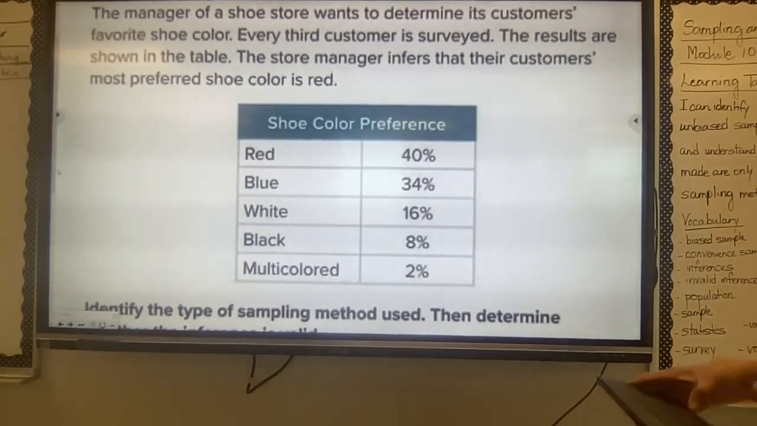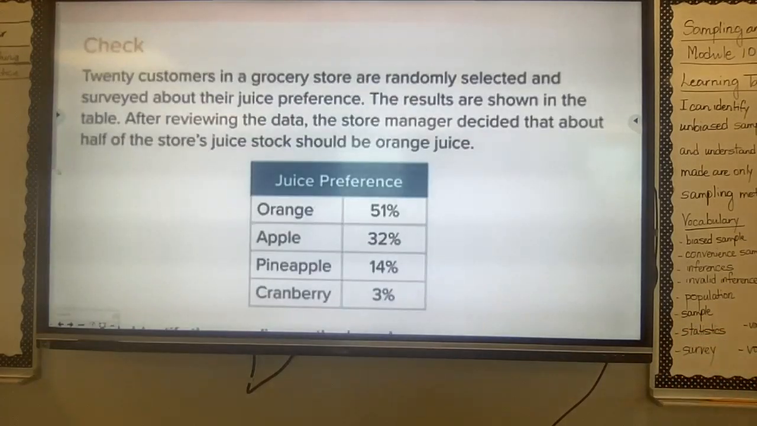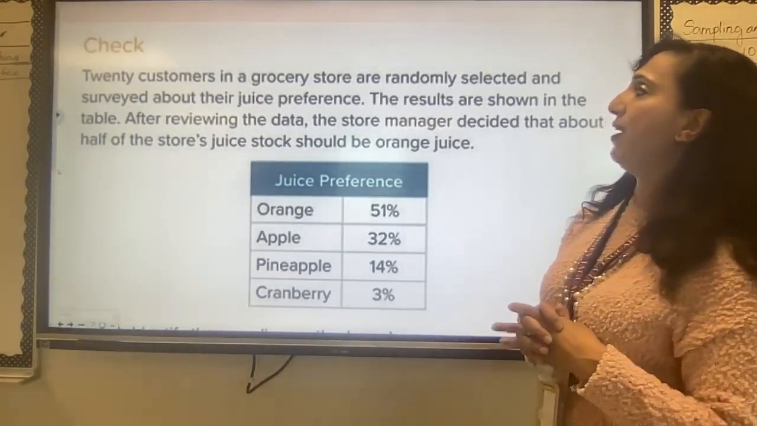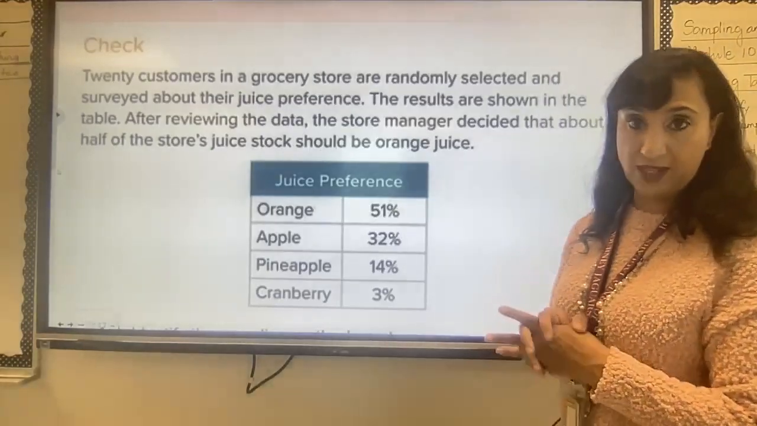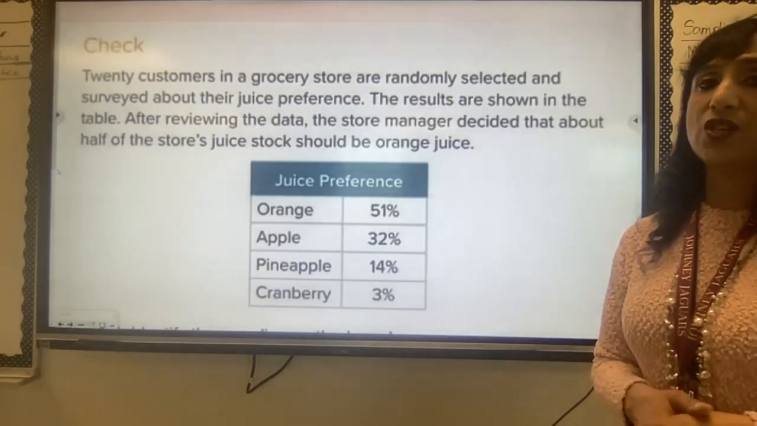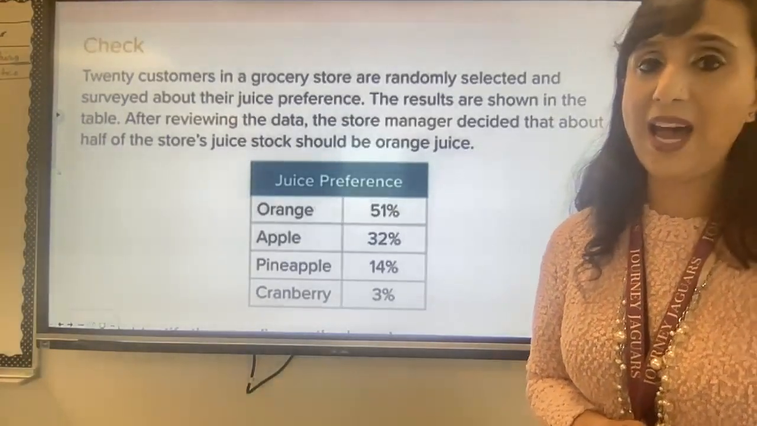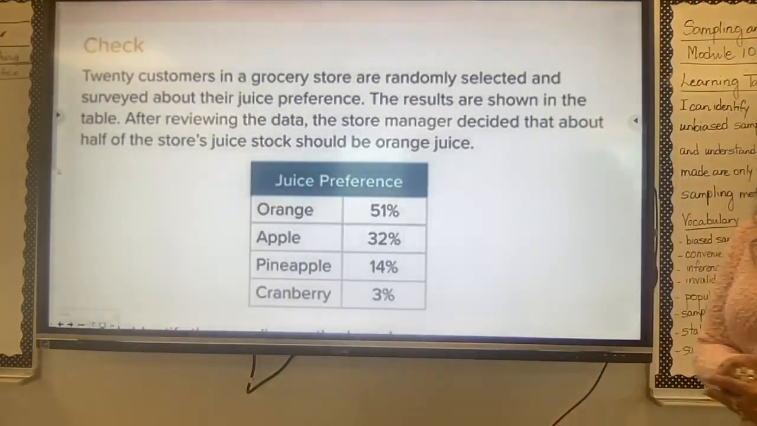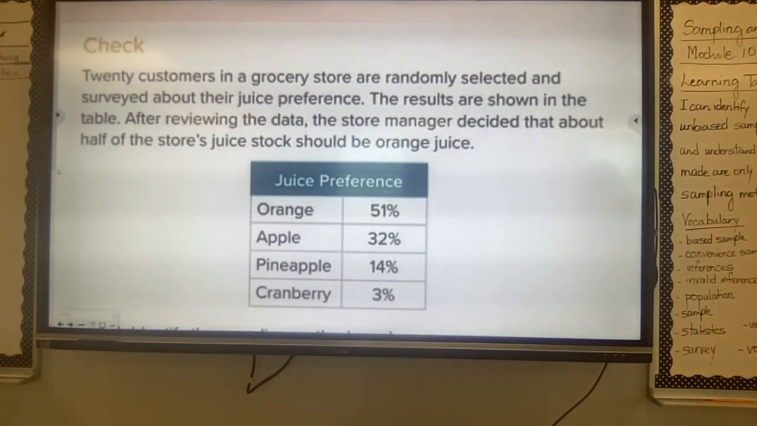Okay, so let's do one last question. And this is to identify the sampling method which is being used here. So 20 customers in a grocery store are randomly selected and surveyed about their juice preference. The results are shown in the table. After reviewing the data, the store manager decided that about half of the store's juice stock should be orange juice. So let's look at this one. What is the sampling method used?